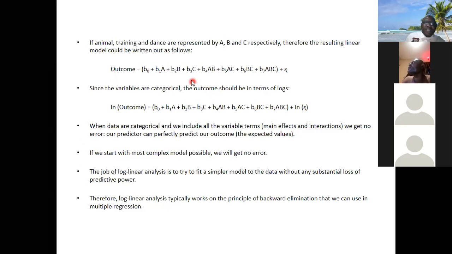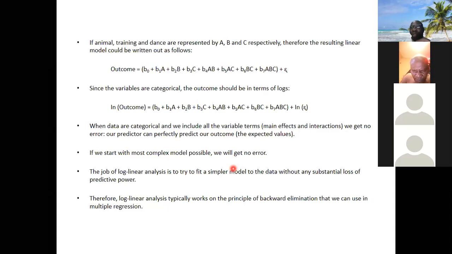So since the variables are categorical, the outcome should be in terms of log. So if you say ln, natural logarithm of outcome, will be this, just write it like this. So this one, you put the natural logarithm of error here also. When data are categorical and we include all the variable terms, main effect and interaction effect, we get no error. Our predictors can perfectly predict our outcome. You're going to see when we run all these things I'm talking about.